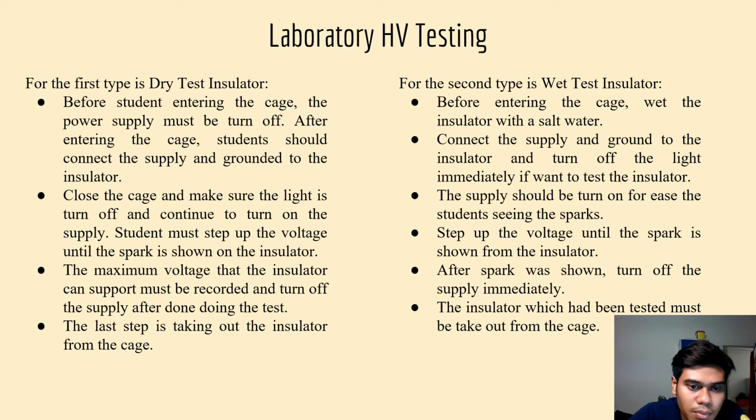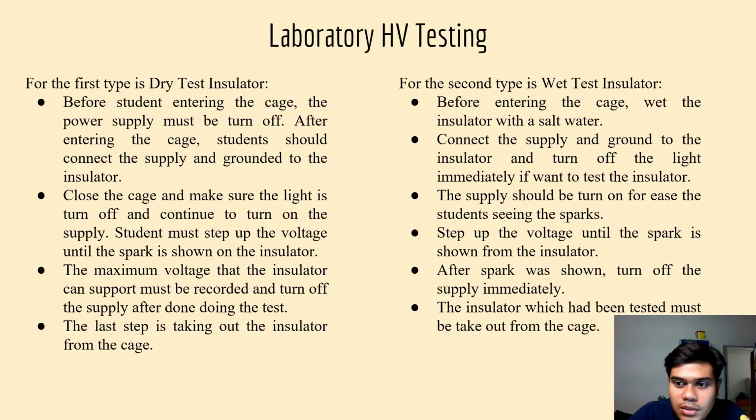So the third one is the maximum voltage that the insulator can support must be recorded and turn off the supply after done doing the test. So the last step is taking out the insulator from the cage after settle the dry test. For the second type is wet test insulator.